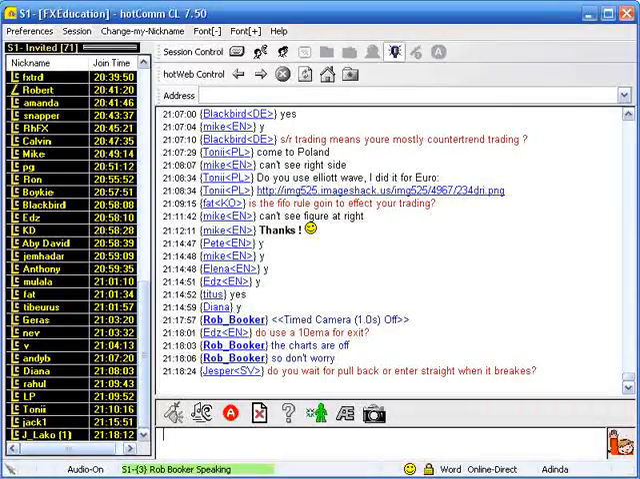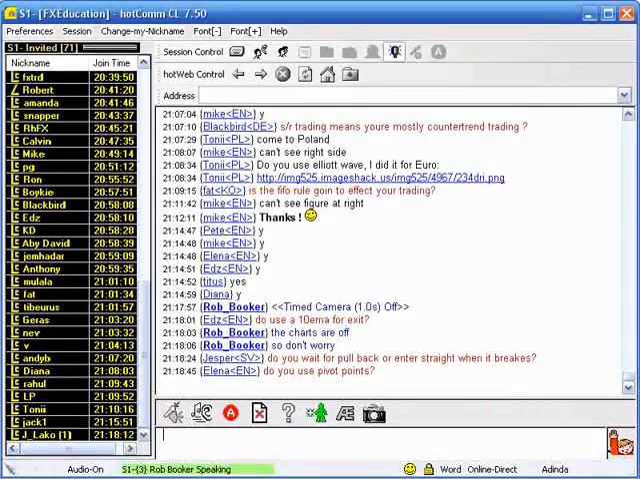And Jesper, welcome Jesper, do you wait for a pullback or enter straight when it breaks? I enter straight when it breaks, but if I miss the break, Jesper, excellent question, then I'm willing to wait for a pullback. Elena, do I use pivot points?